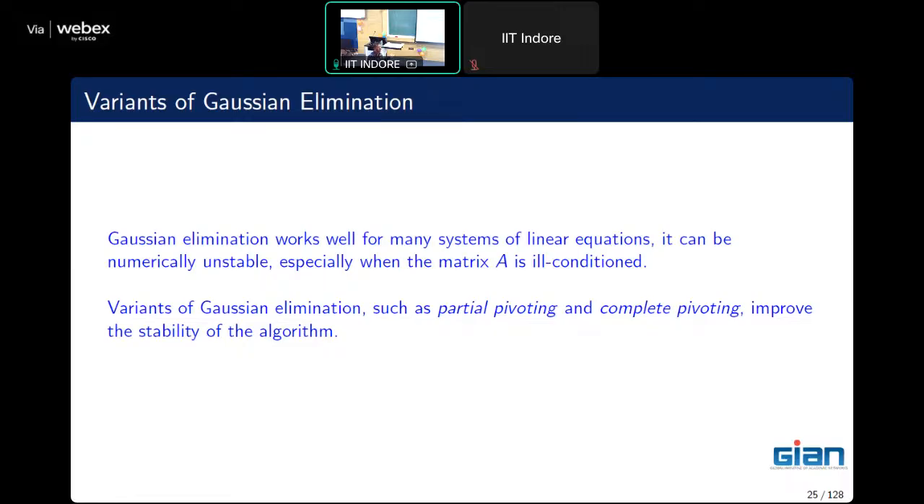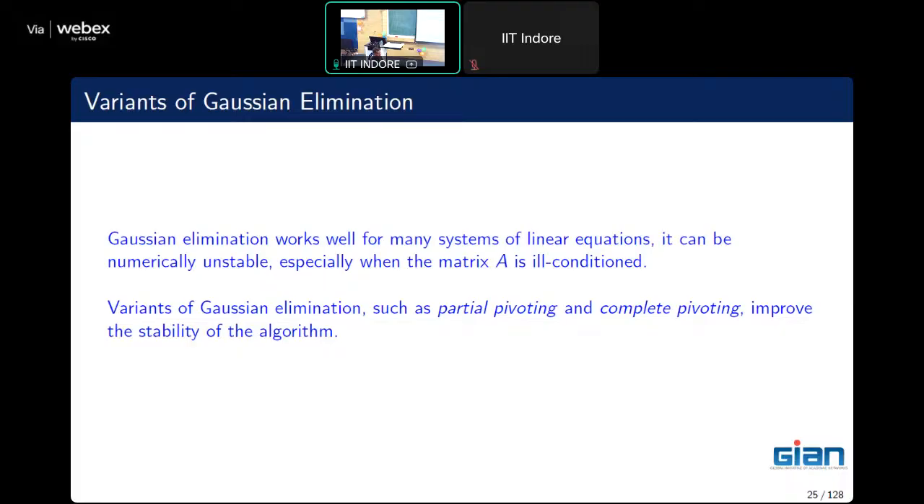And the solution is going from half beyond from 10 to the power minus 3. In that case, that matrix is called ill-conditioned. Variants of Gaussian elimination, such as partial pivoting and complete pivoting, improve the stability of the algorithm. In that case, if Gaussian elimination without pivoting won't work, it will be difficult for you to calculate the real conditioning problem. In that case, you will be using partial pivoting and full pivoting.